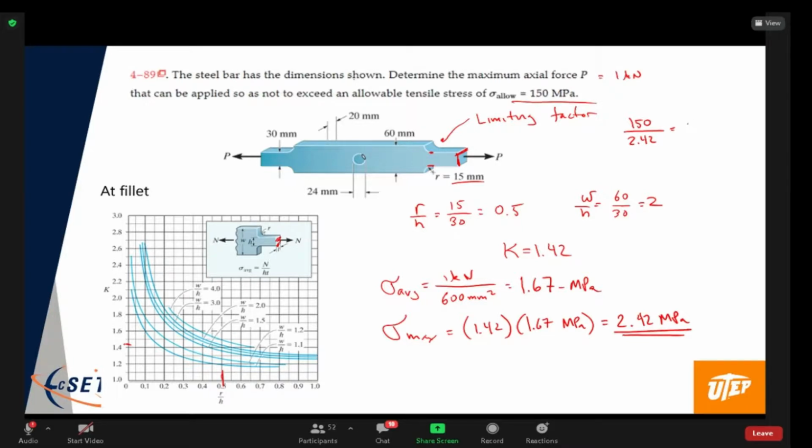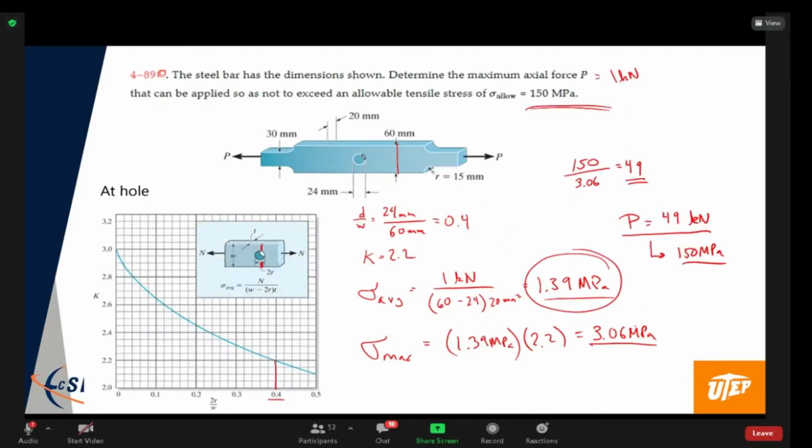That is actually 62 times, right? What's going on here? Did I do this wrong? Well, I got this the wrong way. Actually, the stress at the hole is the limiting factor. Yeah, I'm sorry, I said this the wrong way. This is actually the limiting factor.